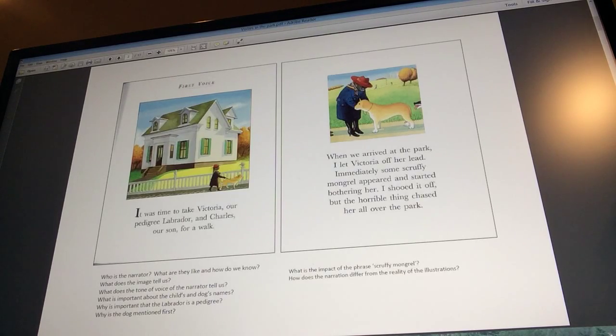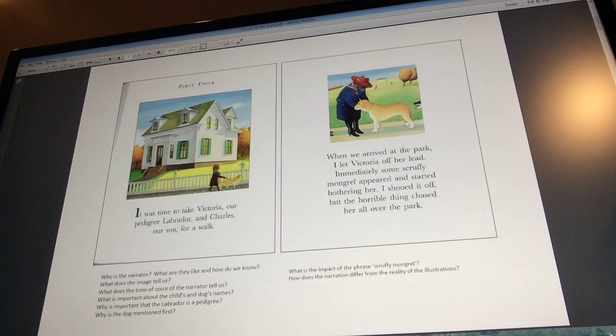So this is a middle-class family who perhaps she thinks that she's a bit more than middle class. So what tells us that? Well, the image tells us that. The tone of voice of the narrator, which is the next question down, tells us that. And how can we define that tone of voice? Well, we can talk about the pedigree Labrador, the idea that it's important to indicate that the Labrador is a pedigree, it's purebred, it's not some sort of mutt or crossbreed.